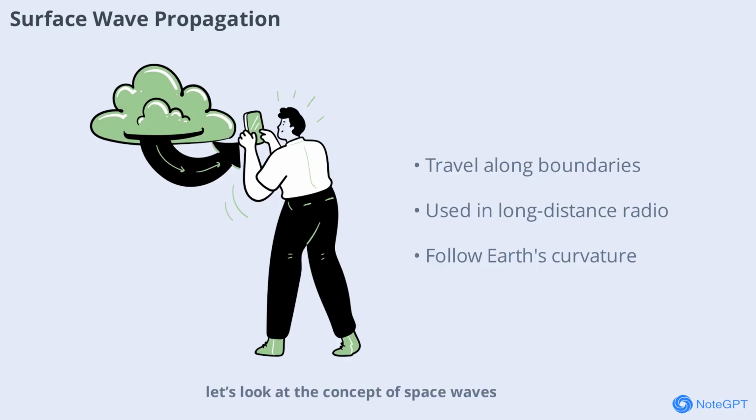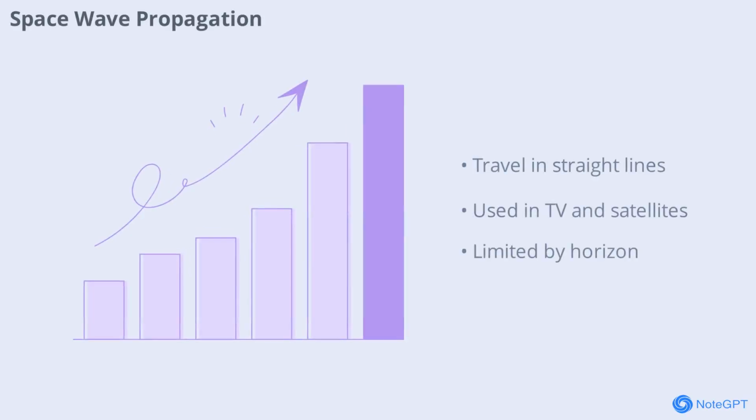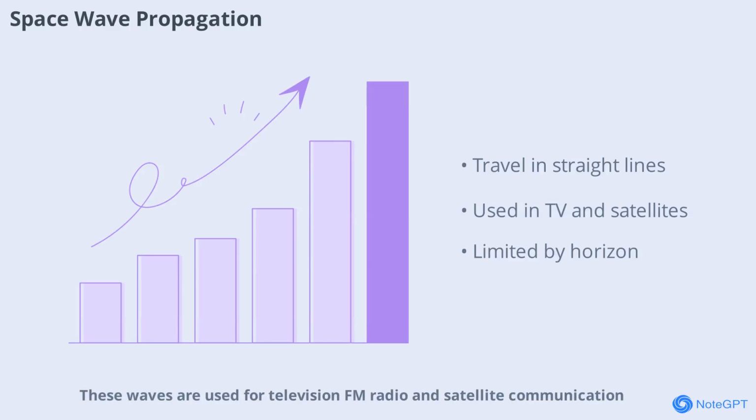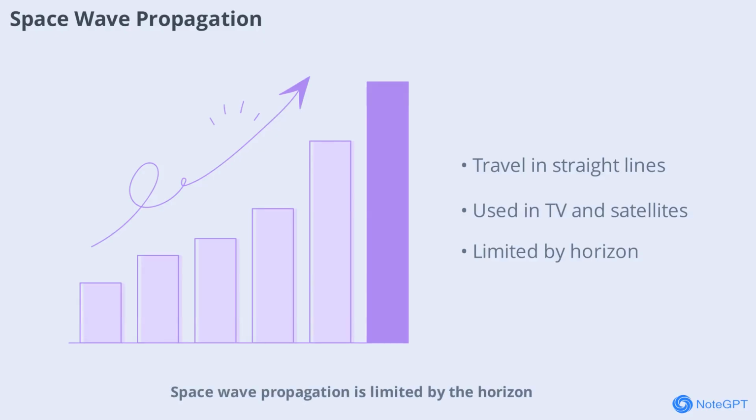Next, let's look at the concept of space waves. Space waves travel directly through the atmosphere, usually in a straight line between transmitting and receiving antennas. These waves are used for television, FM radio, and satellite communication. Space wave propagation is limited by the horizon, so antennas must be placed high enough to maintain line of sight. Obstacles like buildings or mountains can block space waves, requiring repeaters or relay stations.